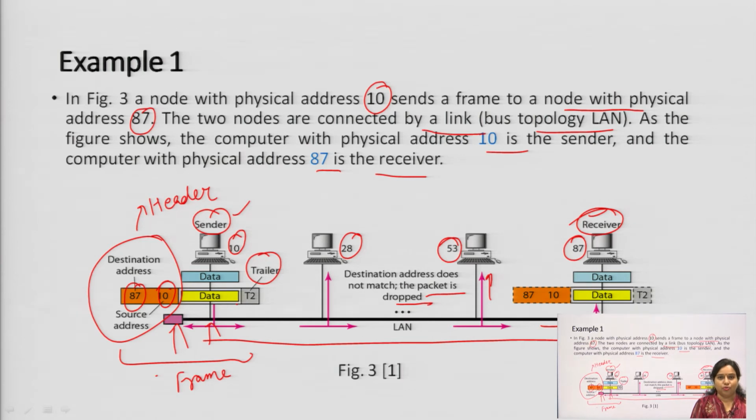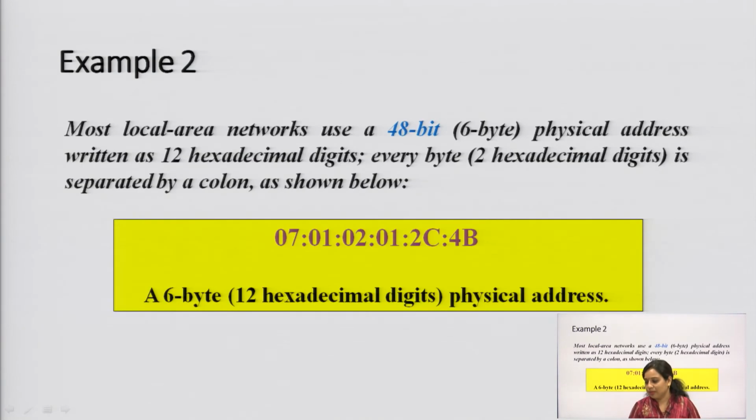Whichever computer wants to transmit the data has to form a header which consists of the physical address of the transmitter and the receiver both. This is the first example.